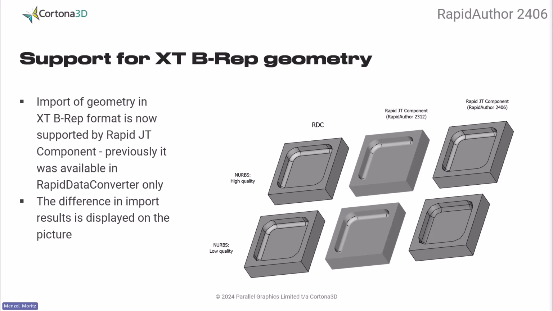In the middle, we see the results of an import with the RapidJT component in the previous version of RapidAuthor for Teamcenter. And on the right, you can see the much improved result with 24.06, which is now quite similar to the quality with Rapid Data Converter, which you can see on the left side.